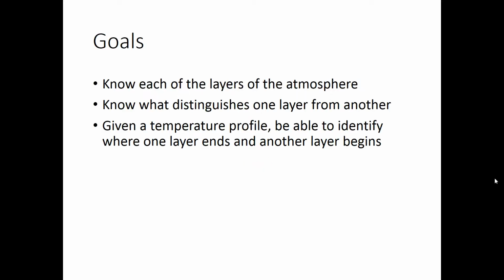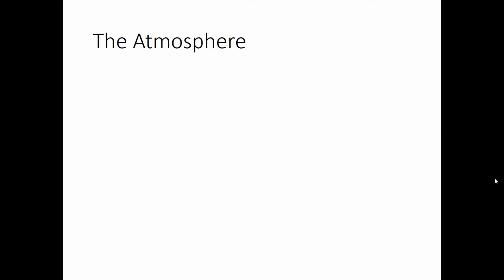Now, the goals for today, first we're going to talk about each of the layers of the atmosphere, similar to how we split our solid Earth up into different layers, crust, mantle, outer core, inner core. Well, we can do the same thing with our atmosphere, and we can split it up into different layers. And we're also going to talk about what distinguishes one layer from another, and then also talk about where one layer ends and another layer begins. So let's do this.